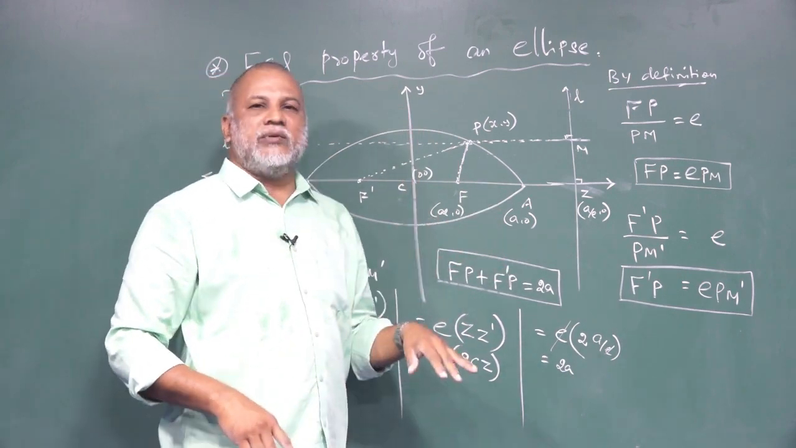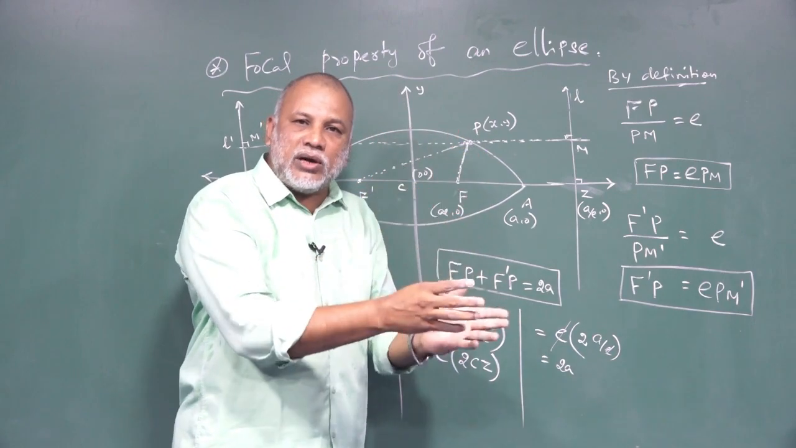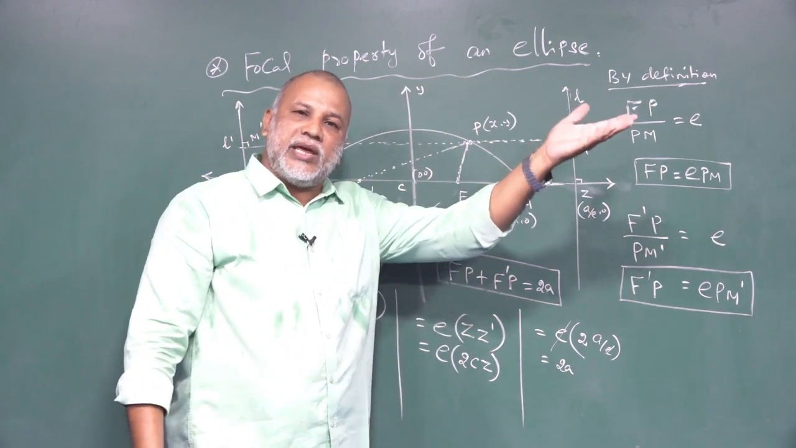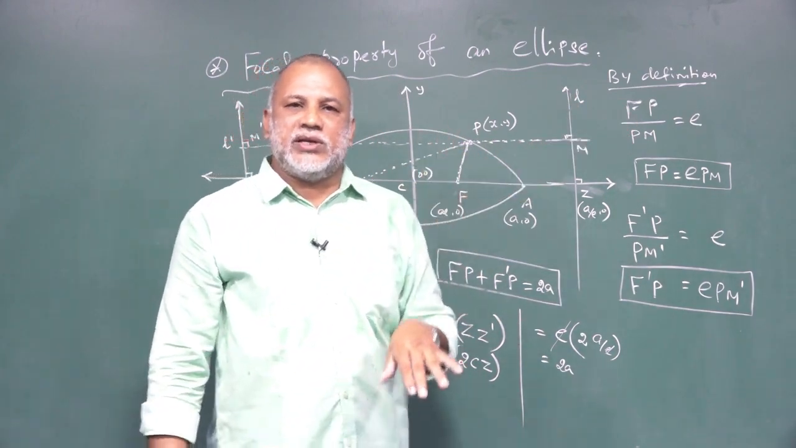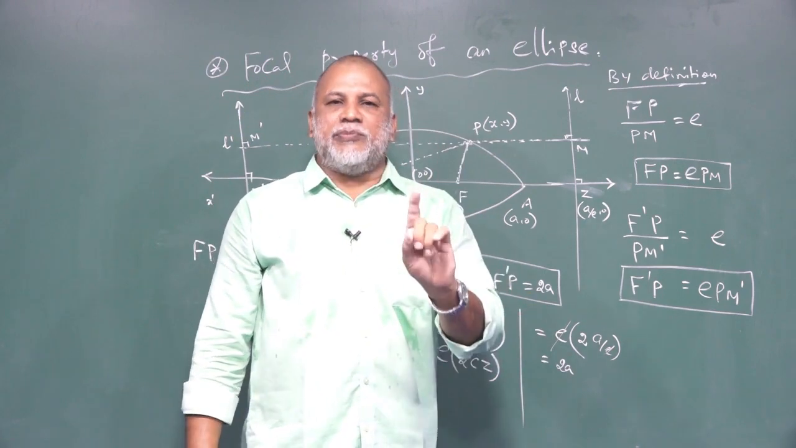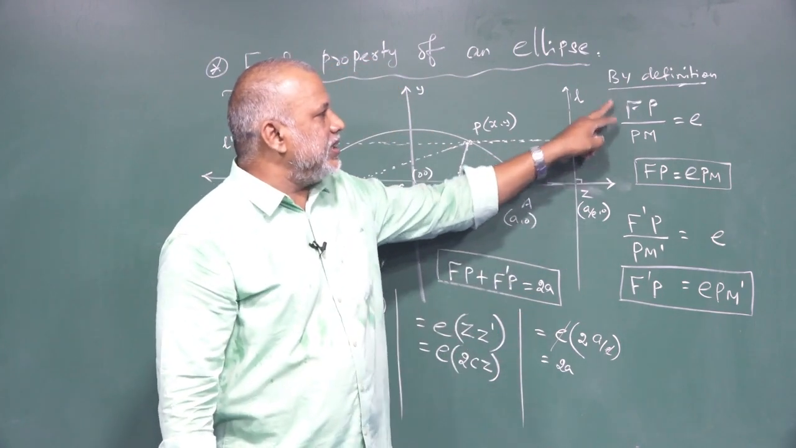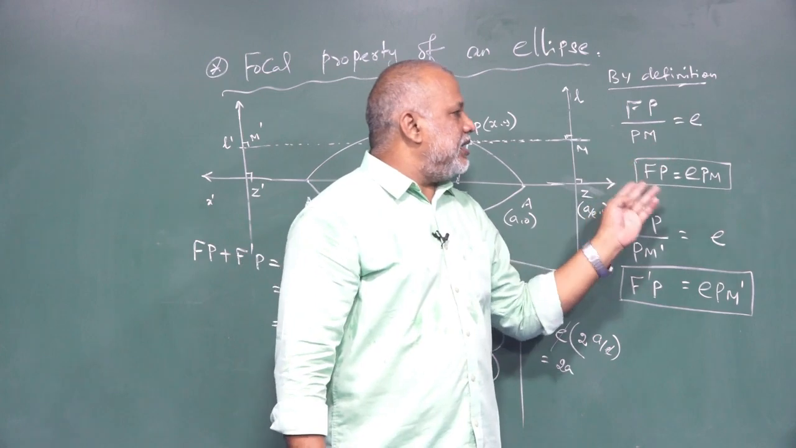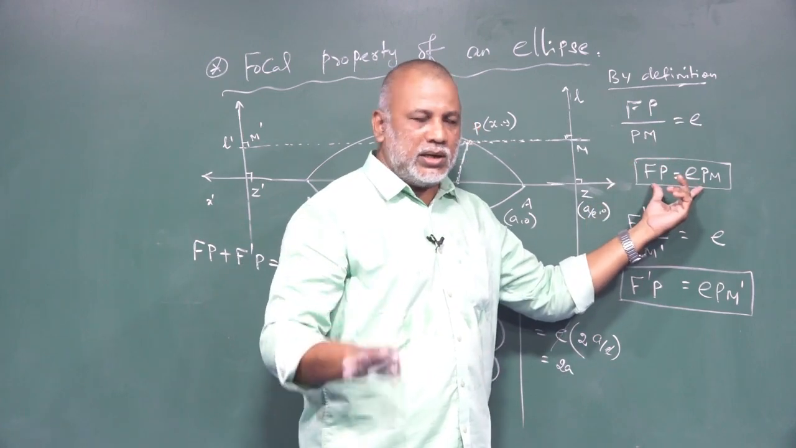How are we going to derive? From the basic definition of conics only we are deriving. I am already explaining the basic definition of conics. What is the basic definition? FP by PM equal to E. This is the basic definition. E is the eccentricity. Then cross multiplying, I can get one concept.